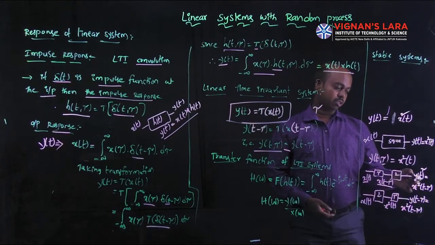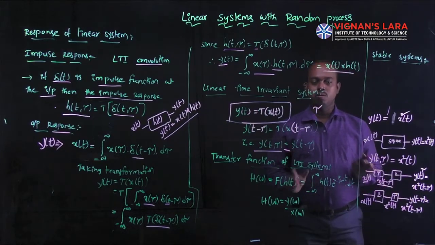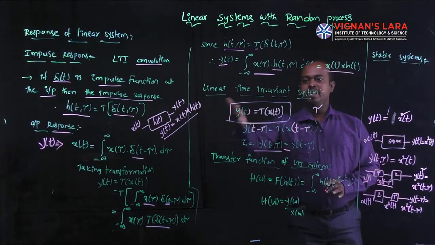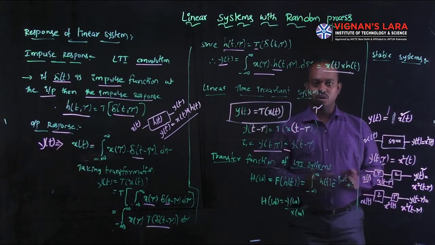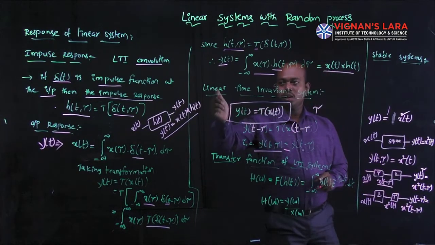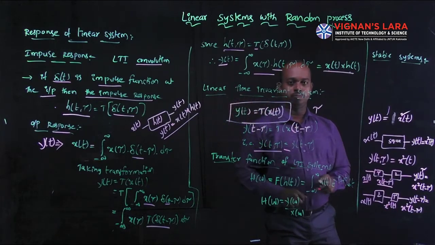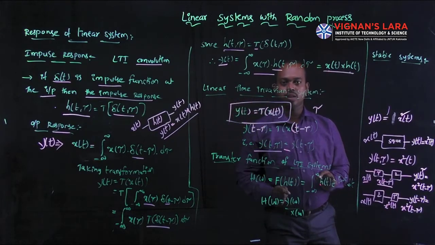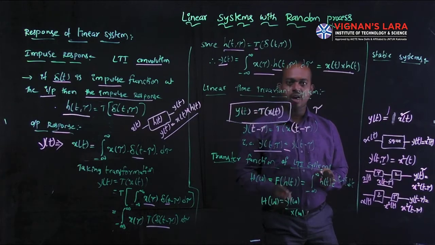Then you can check whether y of t comma tau and y of t minus tau are the same or not. If both are the same, the system is a linear time invariant system. If both are not the same, you can say that the system is a linear time variant system. This is the difference, and you can identify whether the given system is time variant or invariant.